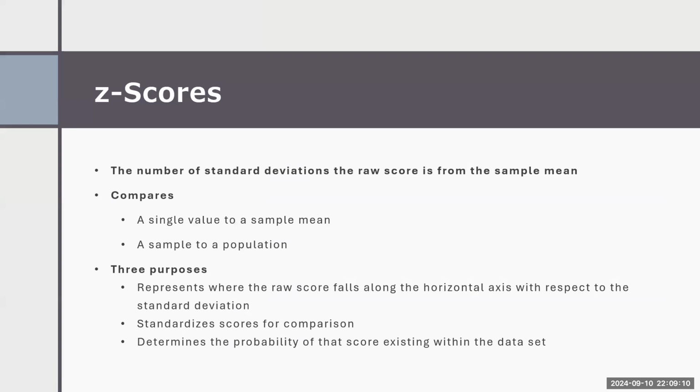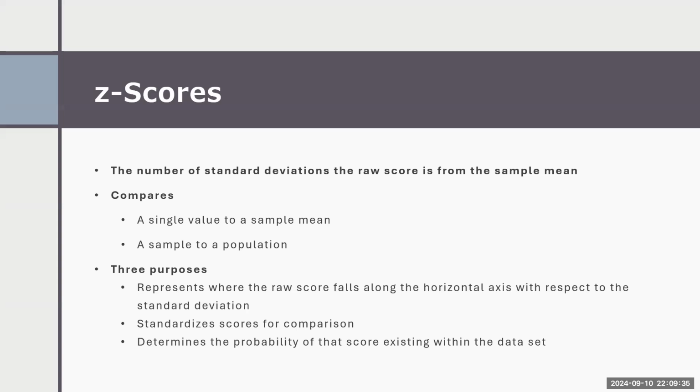So again, Z-scores represent the number of standard deviations that the raw score is from the mean. So a Z-score is a standardized score. It takes a raw score and standardizes it using standard deviations so that we can then compare that single value to a sample mean, or a sample to a population.